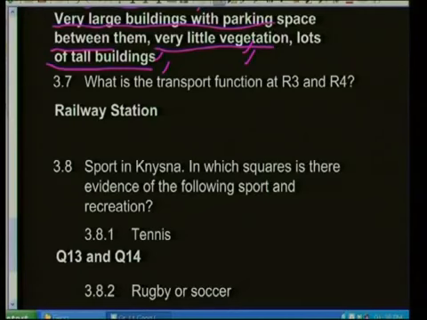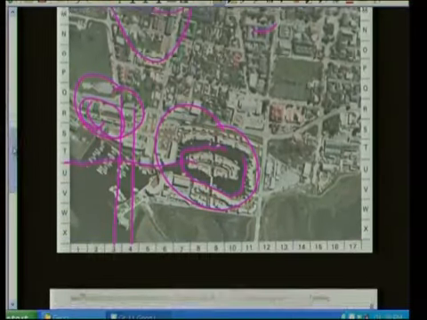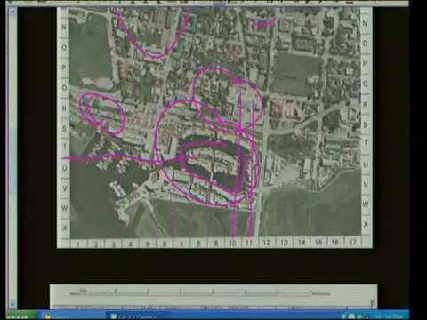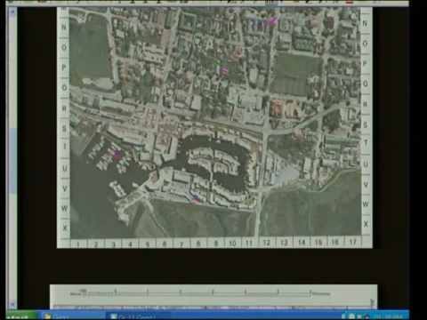It speaks about Q13 and Q14. Let's go back. Q13 and Q14. Let me use my eraser again so I can rub all this out. I've got a very good eraser, so it takes it out very quickly. Q13 and Q14. Do you notice in this area, can you see the tennis courts here? So therefore we can make the assumption that it is tennis being played there. Again, using the shape, the texture, you understand?